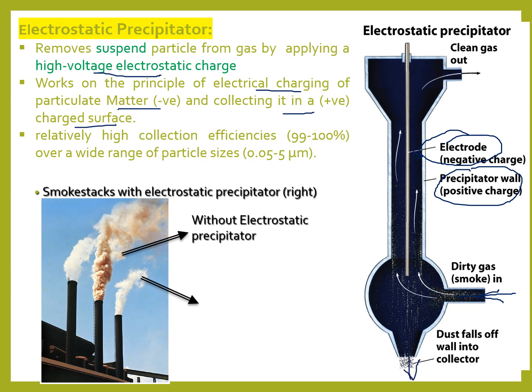So here you can obtain high collection efficiency, up to 99 to 100%, over a wide range of particle sizes, even very small sizes, 0.05 to 5 micrometer. So in this figure you can see how much particulate matter is generated without an electrostatic precipitator, and on the right, a smokestack with the electrostatic precipitator provided has a lesser amount of particulate matter.